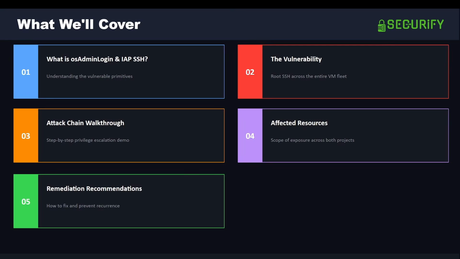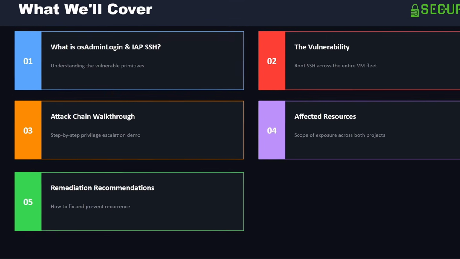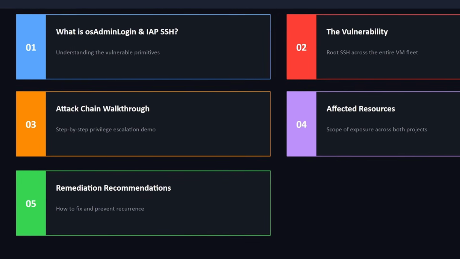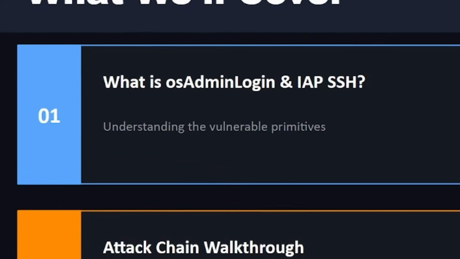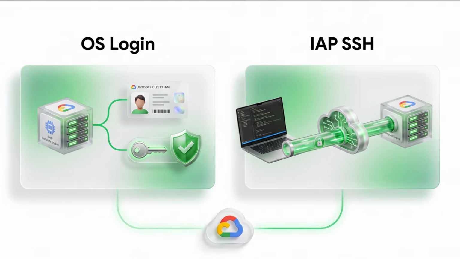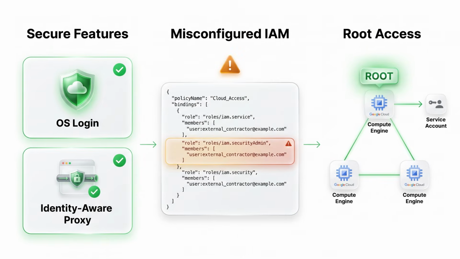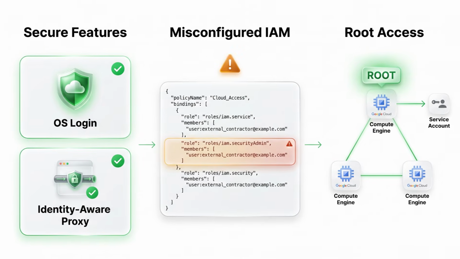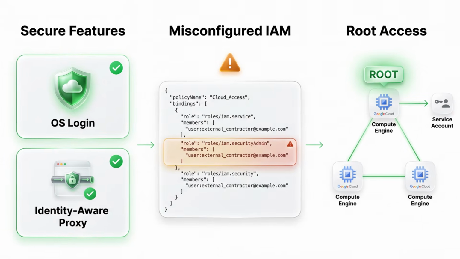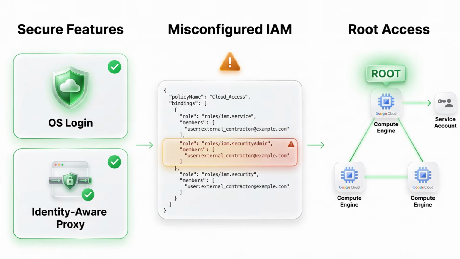Here is what we are going to cover in this video. We're going to move through 5 sections, and each one builds on the last. First, I'll give you the background on 2 GCP primitives you really need to understand: OS Login and Identity-Aware Proxy SSH tunneling. These are legitimate Google Cloud features. The vulnerability isn't in the features themselves, it's in how they are misconfigured.